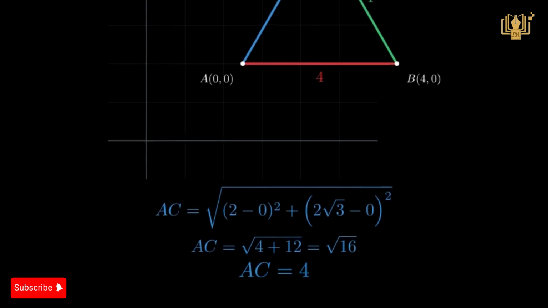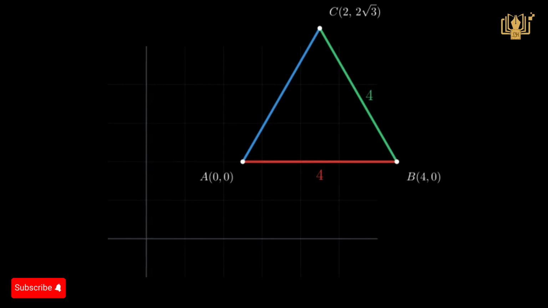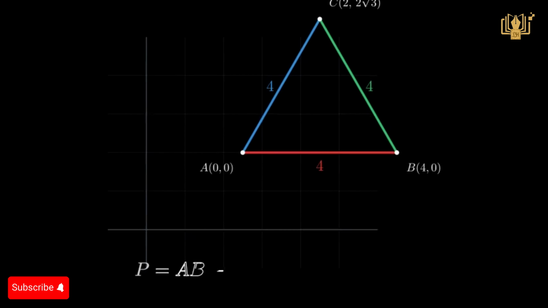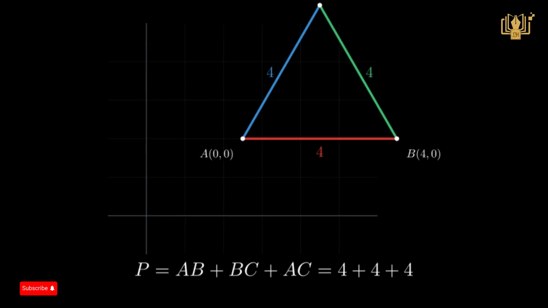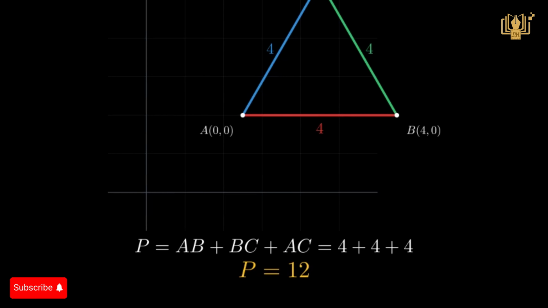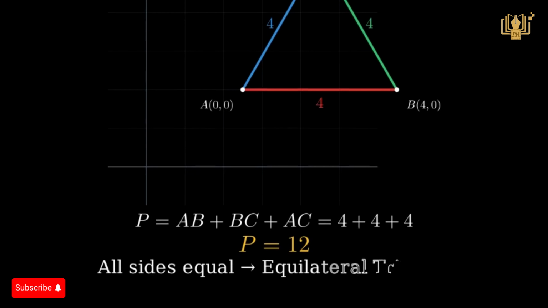Now add them up for the perimeter. 4 plus 4 plus 4 equals 12. So the perimeter is 12 units. Since all three sides match, this triangle is equilateral. Perimeter equals 12 units. Great work!